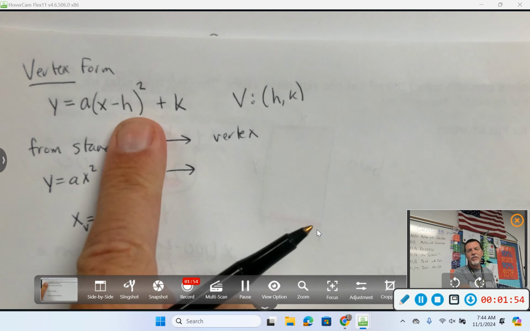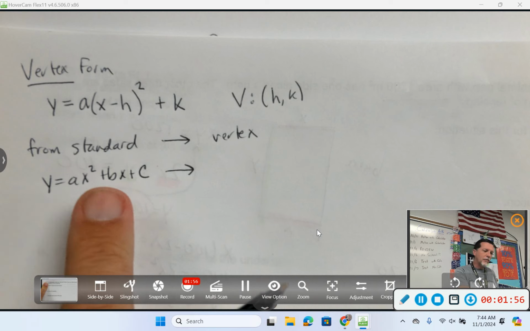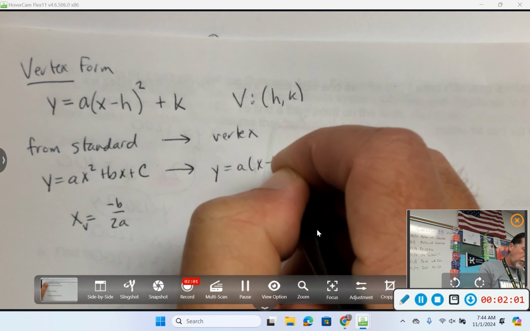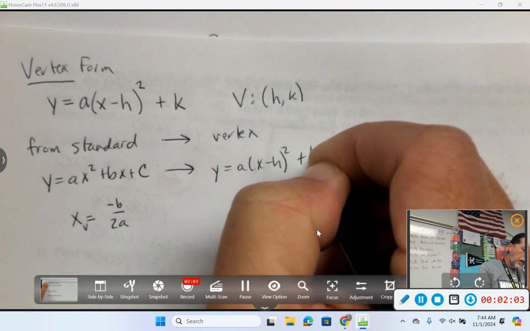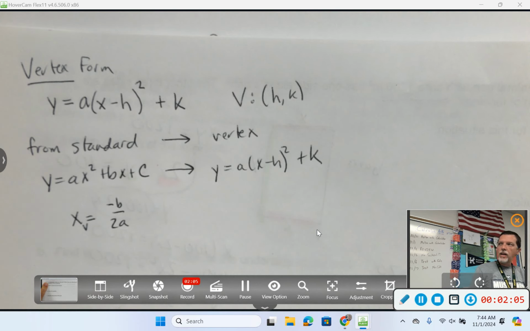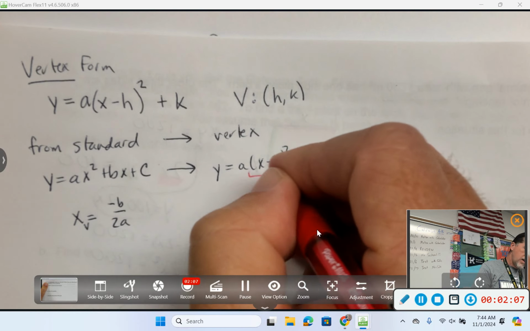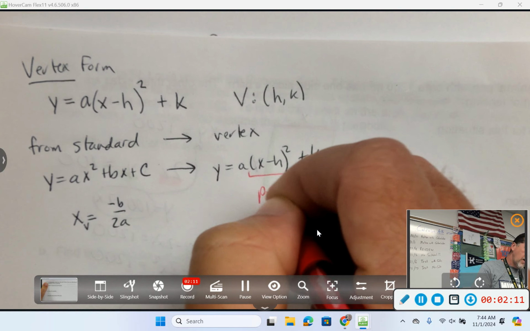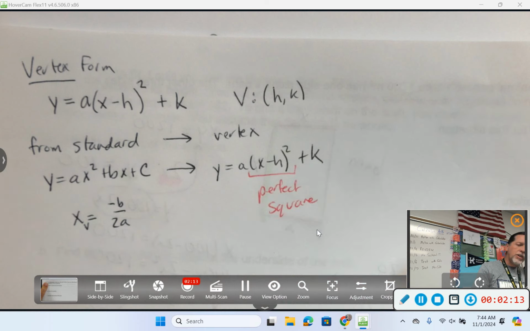What we're going to do today, though, rather than go this route, which isn't terrible, is talk about how to get it from standard into vertex form, since it's so nice in vertex form. And that looks like a perfect square, which means we should complete the square.